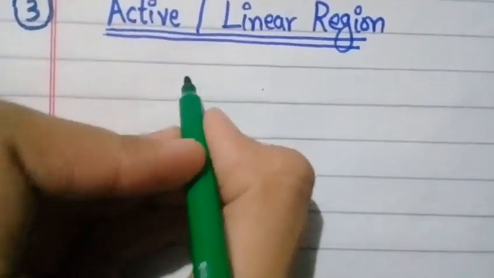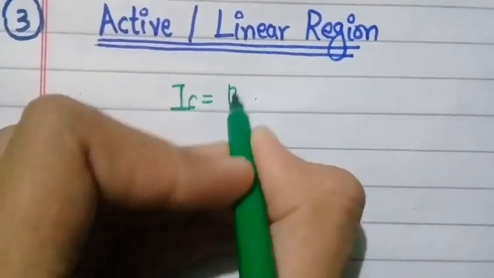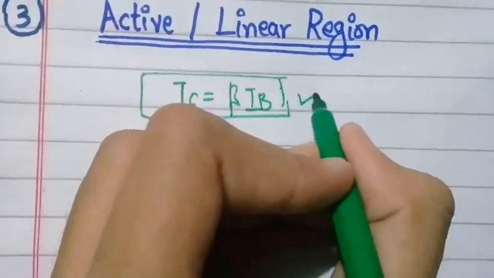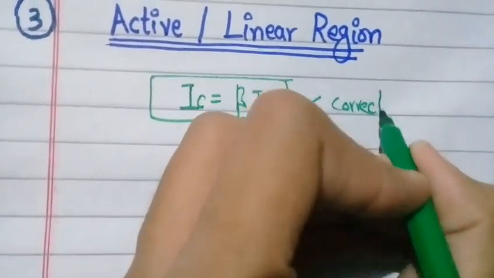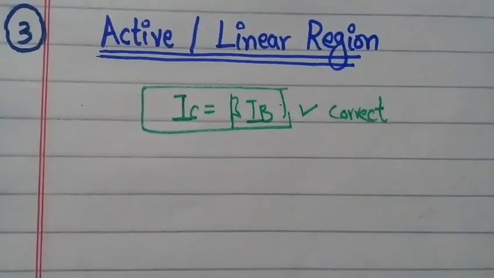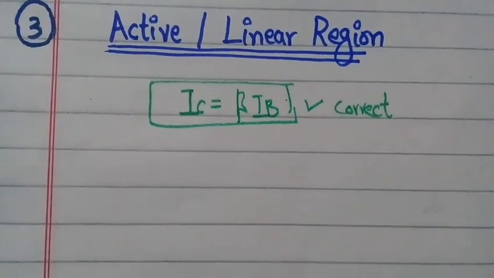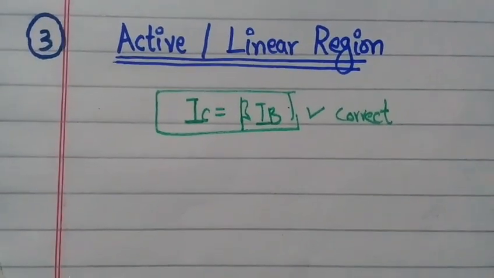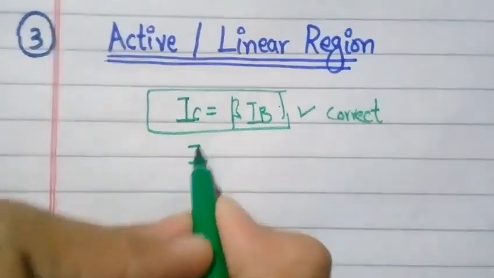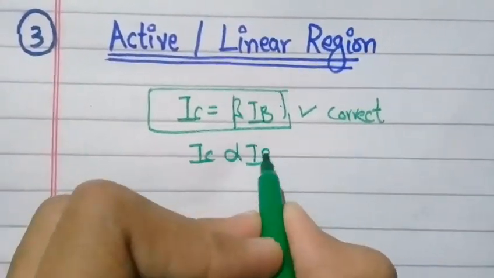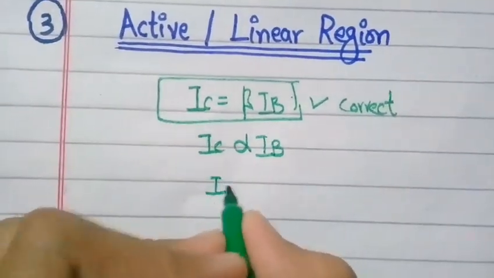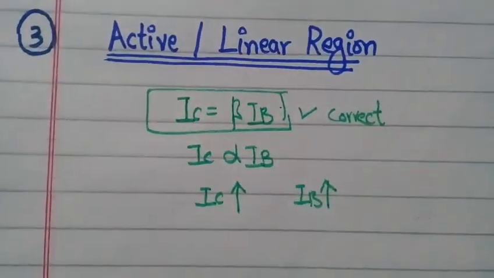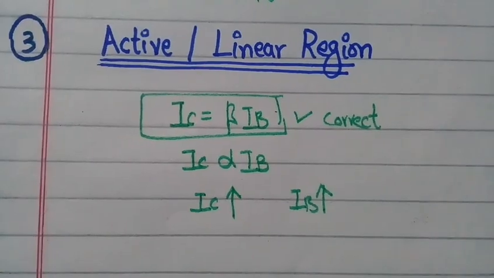In this region, the equation IC equals beta times IB is correct and follows the transistor property. So IC equals beta times IB follows the active region or linear region. In this equation you will see that IC is directly proportional to IB. As the collector current increases, our base current increases. So guys, we see that these are in linear region.